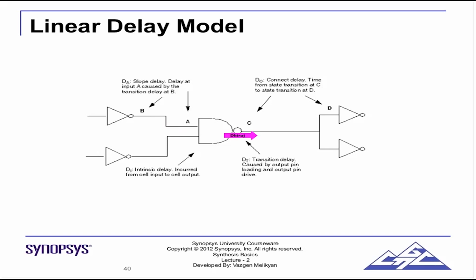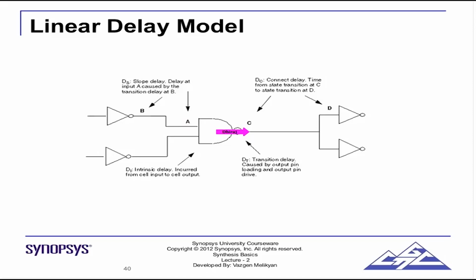Dc is the connect delay from the interconnect from C to D, the interconnect loading. So we are talking about the delay from A to C plus C to D. The connect time is from C to D, the transition that takes place here. Again, Dt is a transition delay which is caused by the output loading, that is, the loading caused by these two inverters here at C.